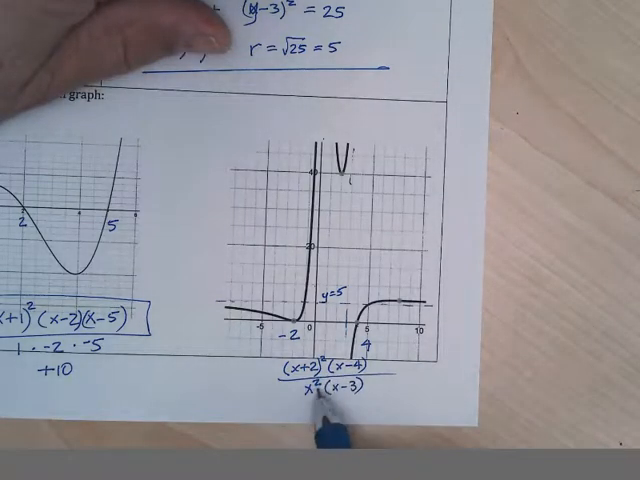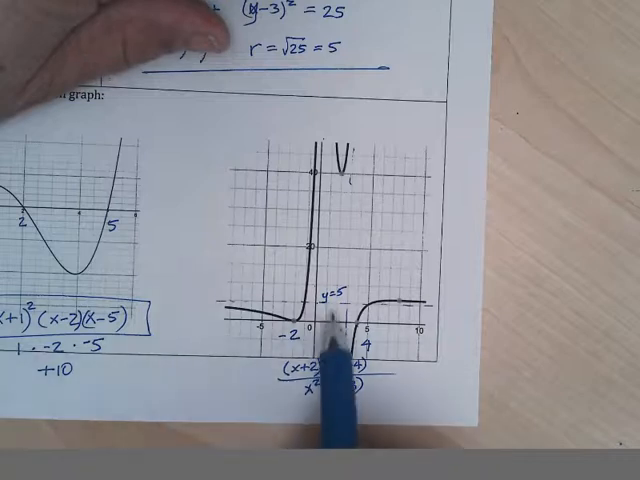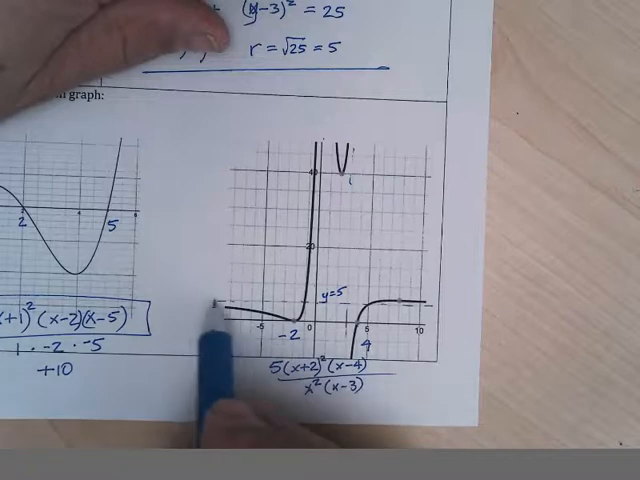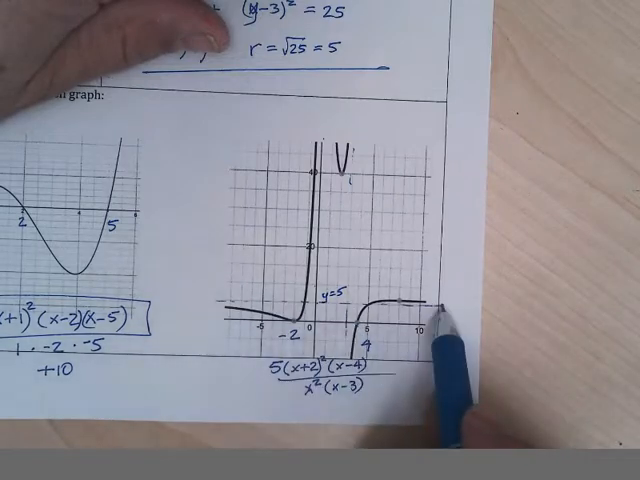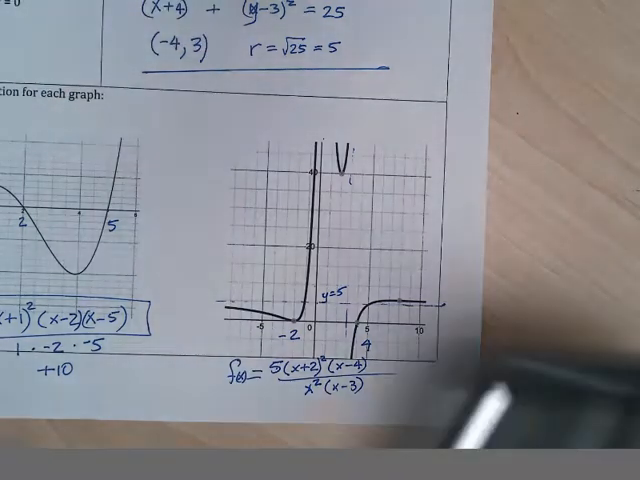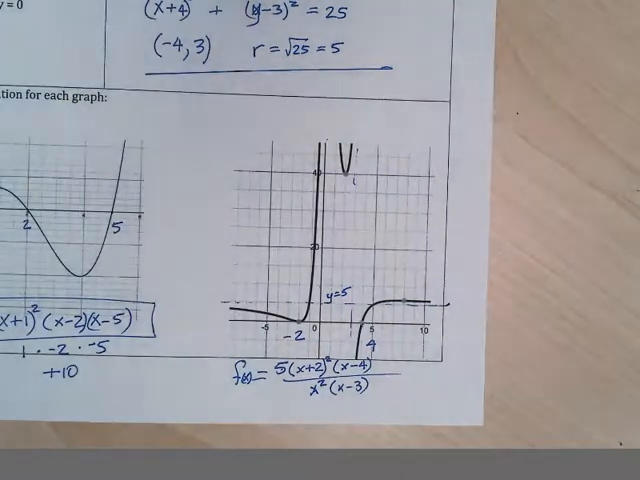The degrees are the same because this is 1, 2, 3, x to the third and x to the third. To have a horizontal asymptote of 5, we'd have to have times 5. And we can check that. But I believe that is correct.